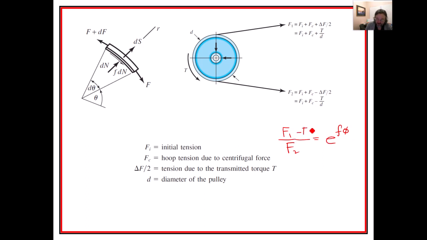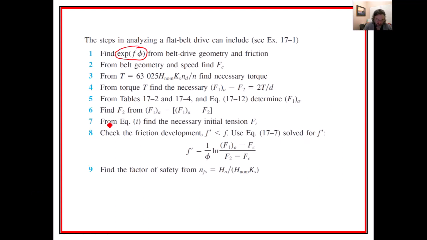Now, in this section, we also want to account for the centrifugal forces that are taking place. But that could be considered our main equation. So in our steps, we find the wrap angle from the belt geometry, and then from belt geometry and the speed, we find what the centrifugal force is going to be. The centrifugal force is really like a tension that's being changed into the system. And then we can find from the torque, and also we have a factor here. This is a service factor that we look up from a table. And here's a design factor that we look up.